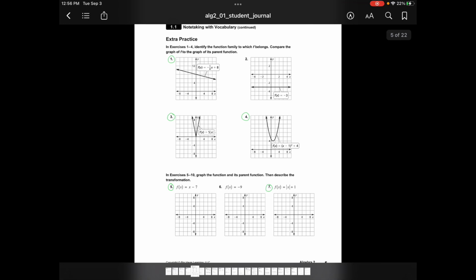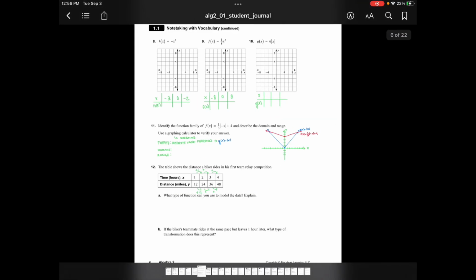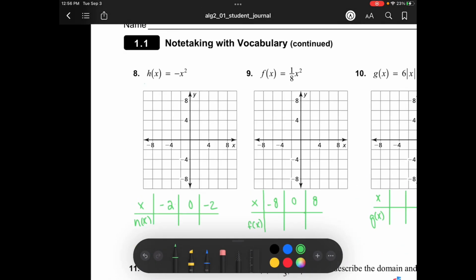On the next page, we've already gone through 1, 3, 4. We skipped number 2, 5, and 7. What we haven't gone over is this page. So I've written some things in here for you guys.